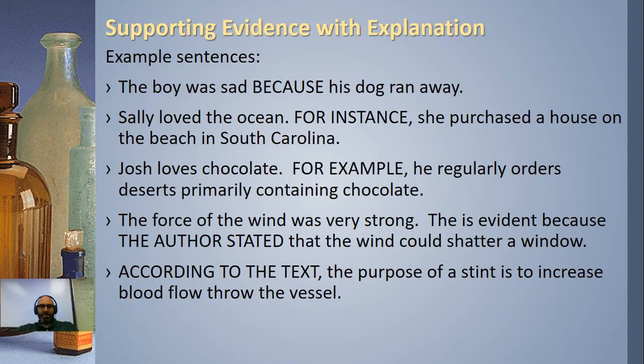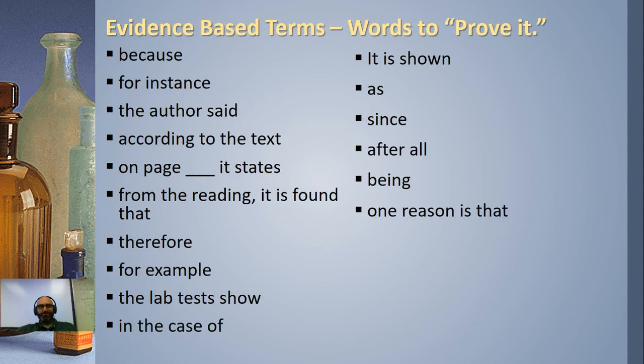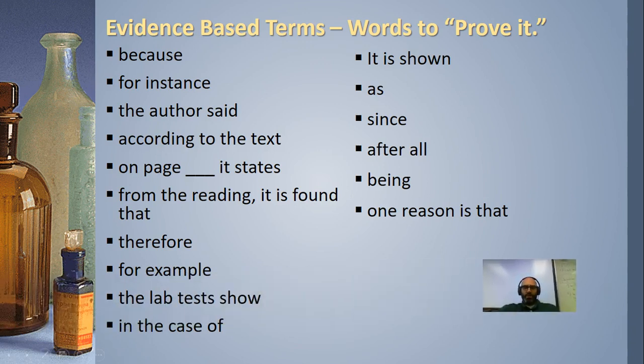So why I capitalize a lot of these words is because they are evidence, explanation, buzzwords, or keywords. Here they are. These are the words you're going to use that kind of say, I can prove what's going on here. So you have because, for instance, the author said, according to the text on page blah, blah, blah, from the reading, it is found that, therefore, for example, the lab tests show, that one's used a lot in here, in the case of, it is shown that, as in the case of, since. We said we can't use first person, since lab tests were performed, after all. I mean, if you just pick one of these words, you can actually end up explaining something just by starting the sentence with one of these buzzwords or evidence-based terms. That's what you're going to do in here.